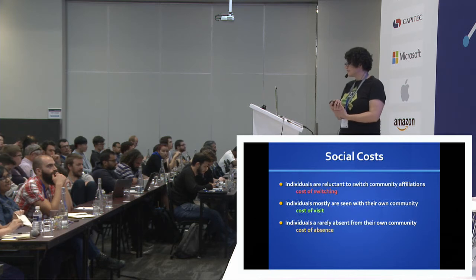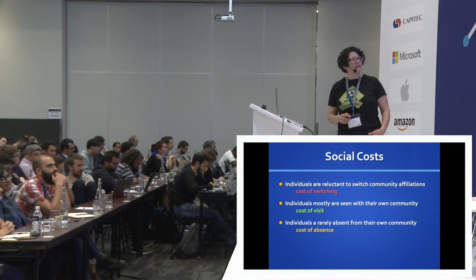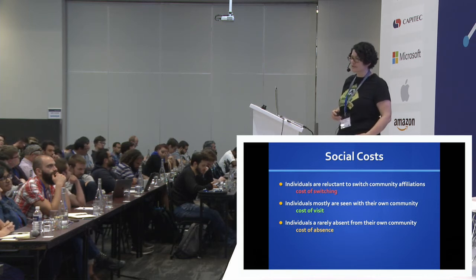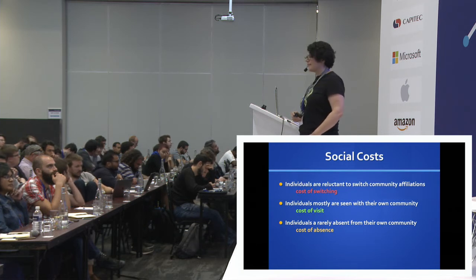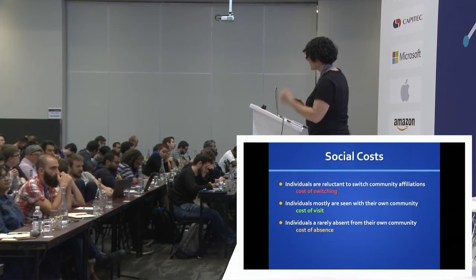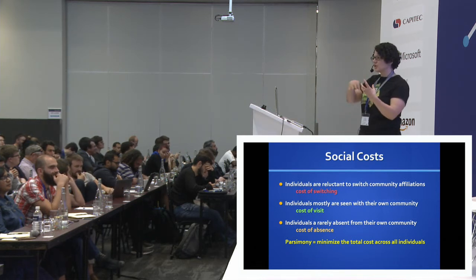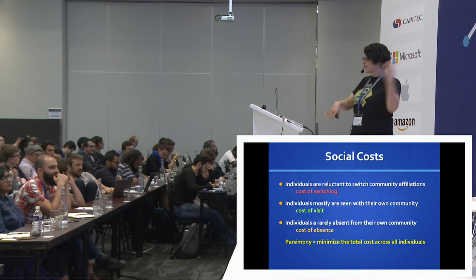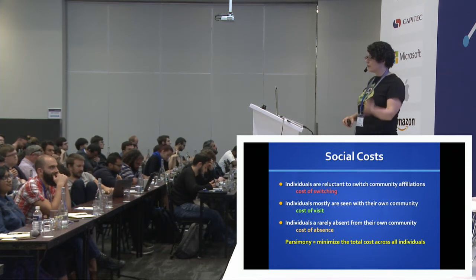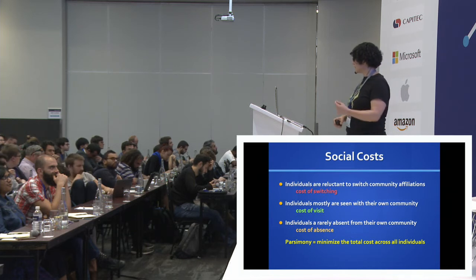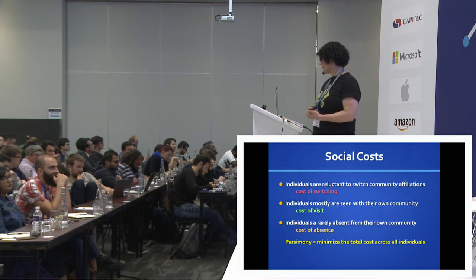And finally, individuals are rarely absent from their own community. They can be, but there is a cost of absence, which in social sciences is known as the cost of lost opportunity. And so we can formulate this whole thing as a nice optimization problem: find the community structure that explains the observed interactions and minimizes the overall cost for all the individuals of switching, visiting, and absence.